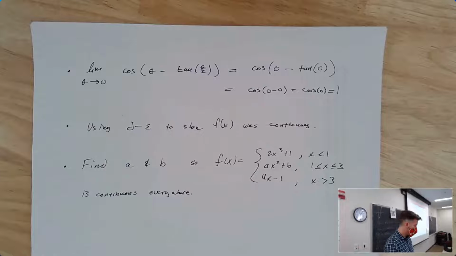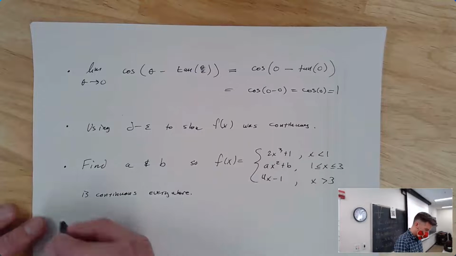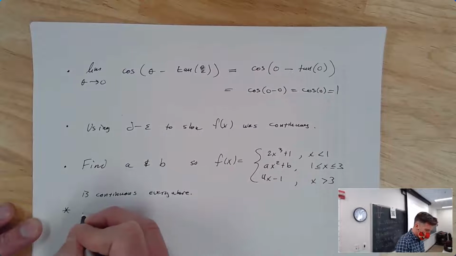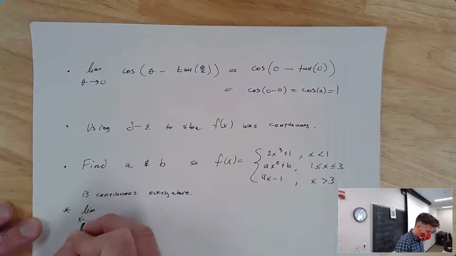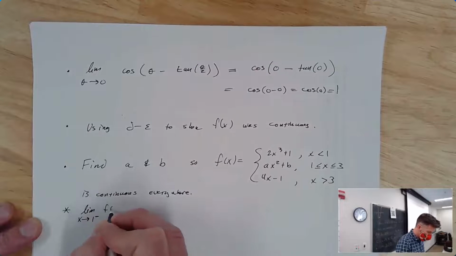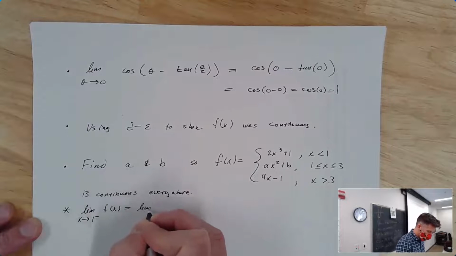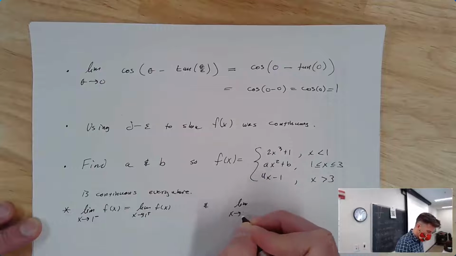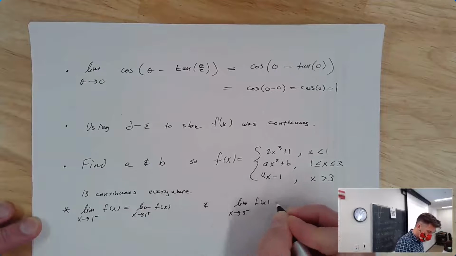And so what I would specifically focus on here is that here are the things you need to do. You need to find a and b so that the limit as x approaches 1 from the left is equal to the limit as x approaches 1 from the right. And also, you need the limit as x approaches 3 from the left to equal the limit as x approaches 3 from the right.